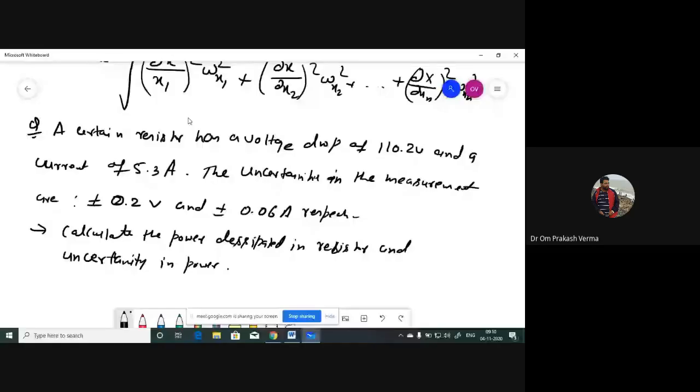Are you able to find out? Yes or no? Tell me. How do you find? See the first equation. You have to apply this equation. You have to find the uncertainty in power.